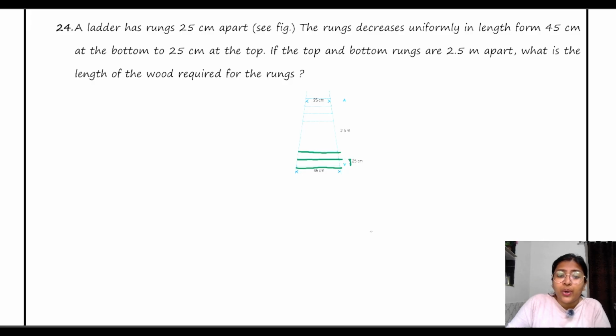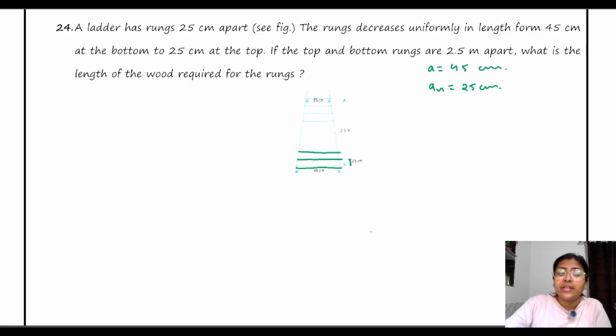See the figure. The rungs decrease uniformly in length, from 45 centimeter at the bottom to 25 centimeter at the top. It means the first term is 45 and the last term is 25 centimeter, decreasing uniformly. If the top and the bottom rung are 2.5 meter apart, how many rungs are there?